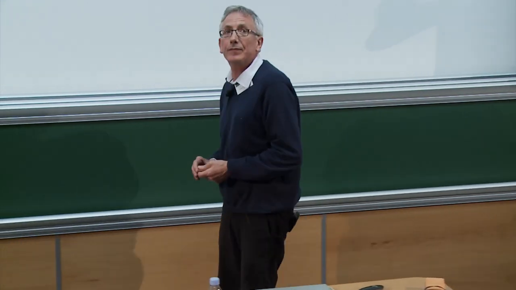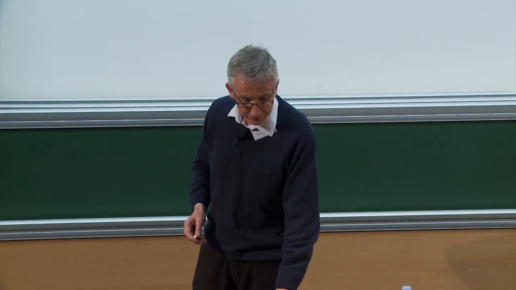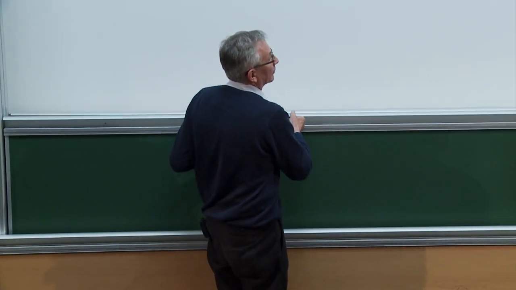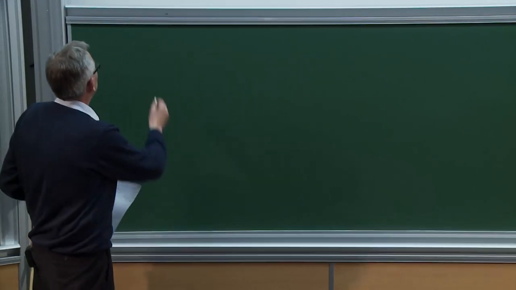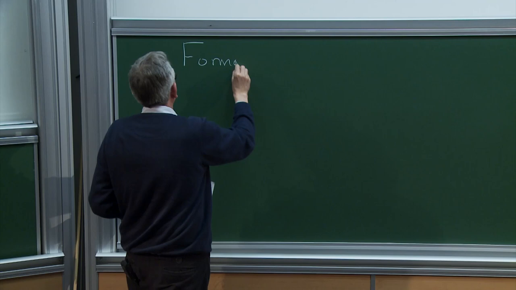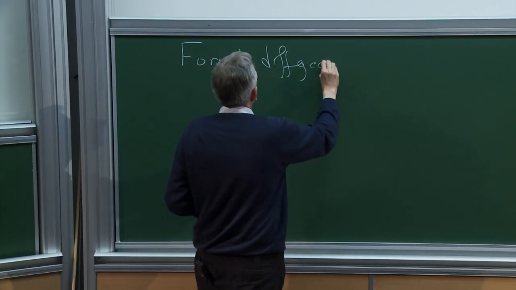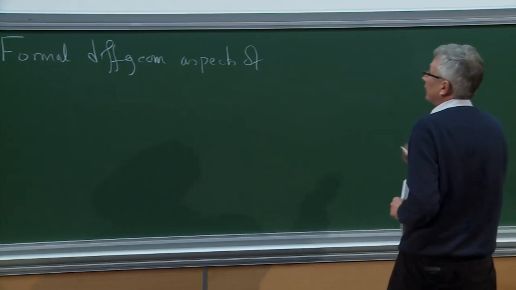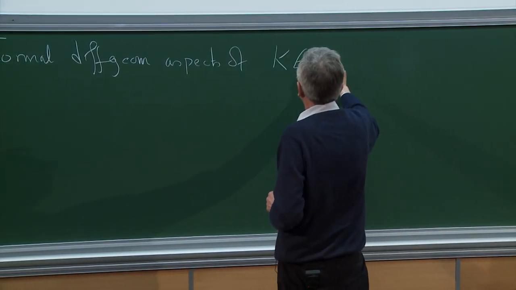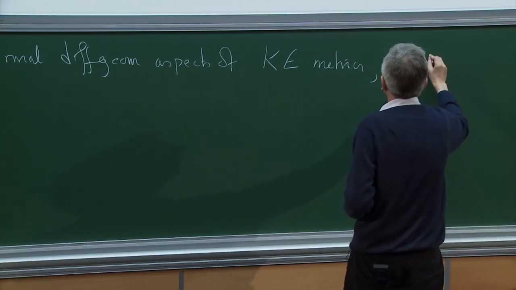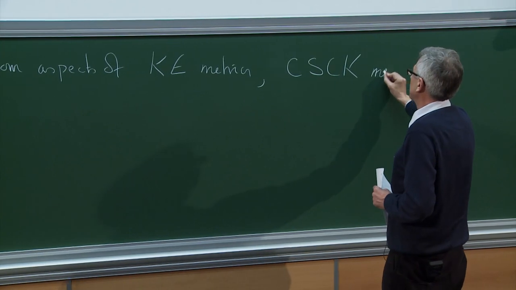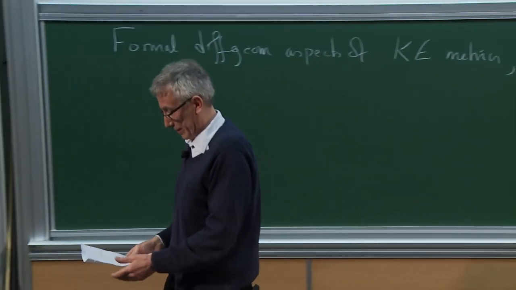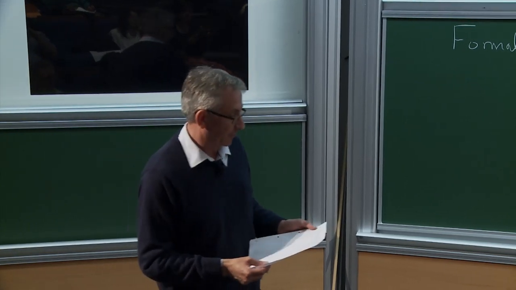Well, this is a talk aimed at non-specialists, and it'll mainly be about formal differential geometric aspects of Kähler geometry. In particular, the study of things related to Kähler-Einstein metrics and constant scalar curvature Kähler metrics. And as we'll see, certain related objects of differential geometric interest.